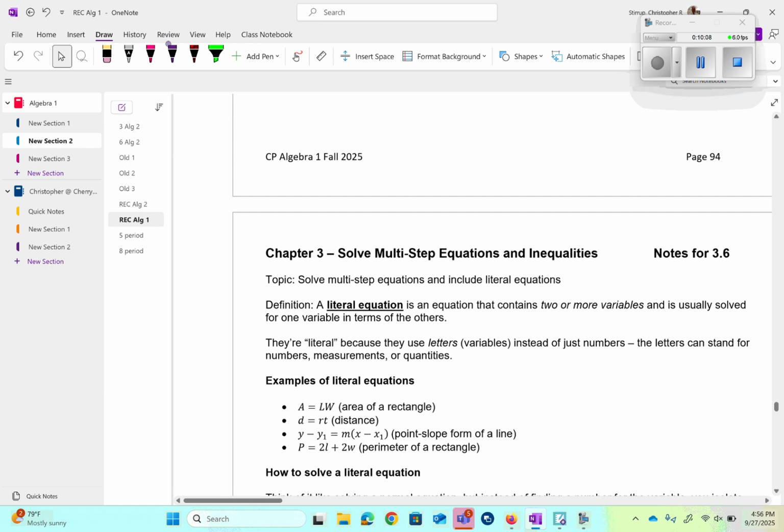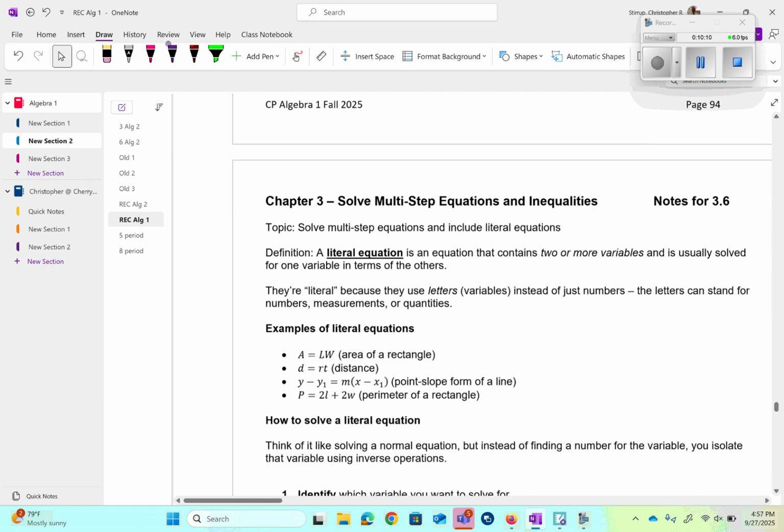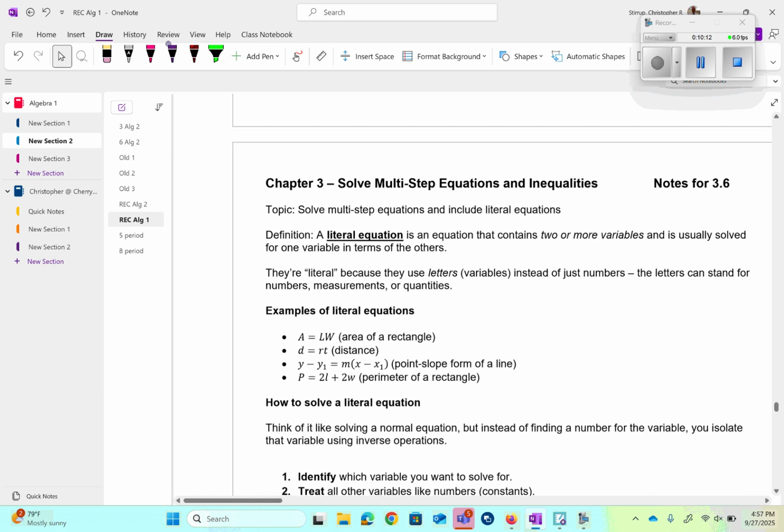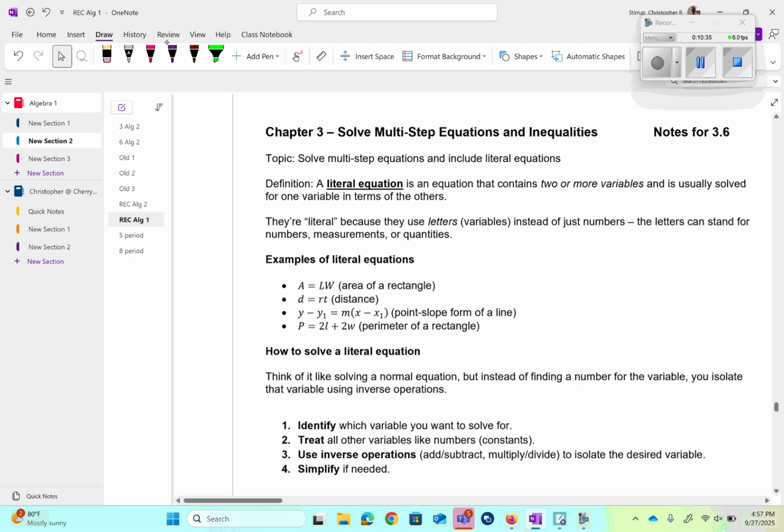And we're going to start solving literal equations. And you've seen literal equations like area equals length times width. That's for area of a rectangle. Or distance equals rate times time. That's how you would find the distance of something. And then there's one that's y minus y sub 1 equals m times x minus x sub 1. That's called the point slope form of a line. And then we have p equals 2l plus 2w. That's how you would find the perimeter of a rectangle.